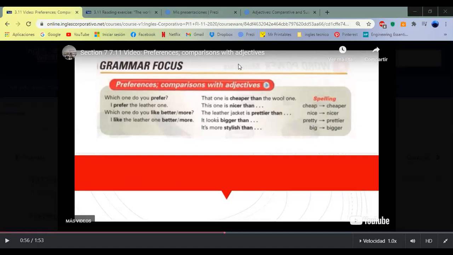Okay. No sé cómo se pronuncia. Nice o nicer. Pretty. Prettier.